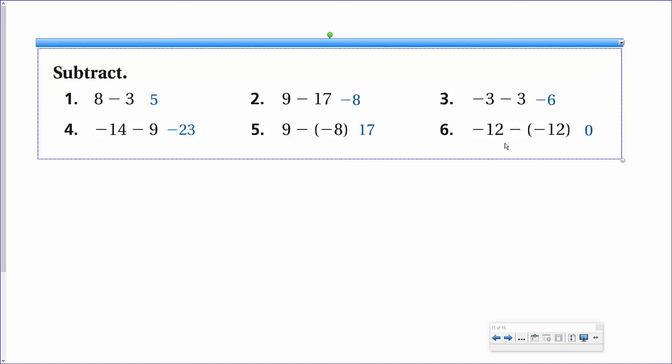This one here is a combination of the two, right? I have -12, but then I have a -12. Well, the opposite of -12 is +12. And that's that additive inverse thing. So it's going to be -12 plus 12 is equal to 0.